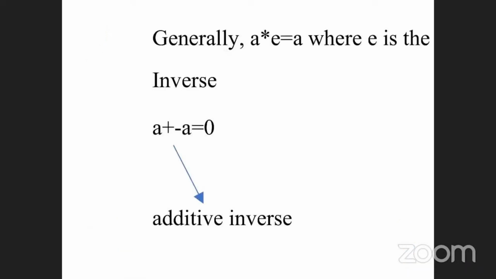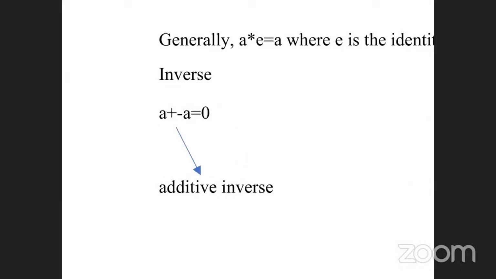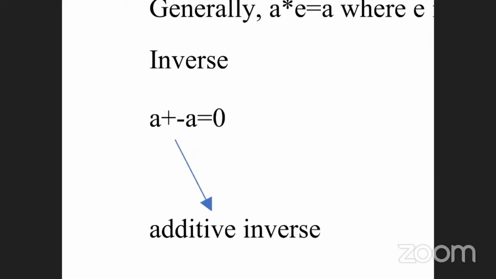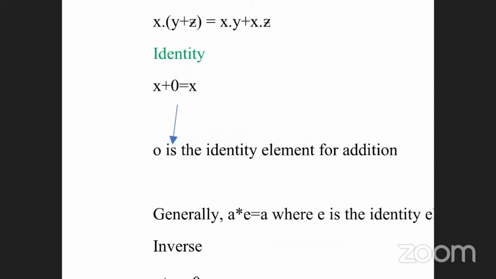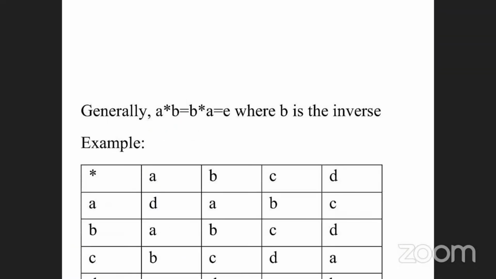What is the additive inverse? A plus minus A is 0. So it means that the additive inverse is negative A. Multiplicative inverse is what? 1 on A. What do you all recognize about the additive inverse? What are you getting? Which is the identity. So you would recognize here that there's a rule: A by B, B by A, giving you E, then B is the inverse.